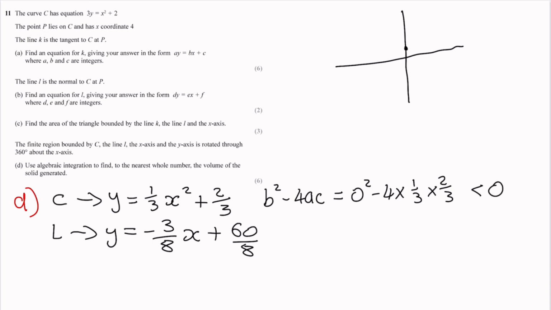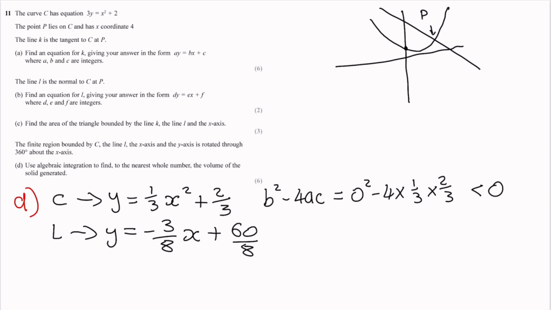So we know the curve doesn't cross the x-axis, goes through the point 2, 3, and is a U-shape because it's positive. So it's going to look something like this. Now let's sketch this straight line. It's a negative gradient, so it's going to go downhill, and it crosses through roughly 8, so it's going to look something like this.